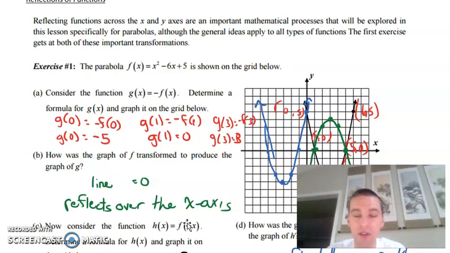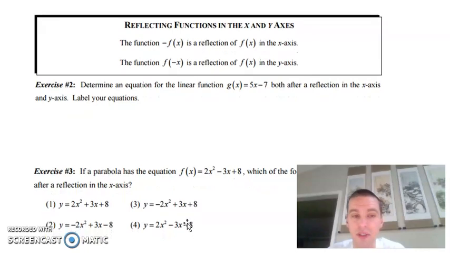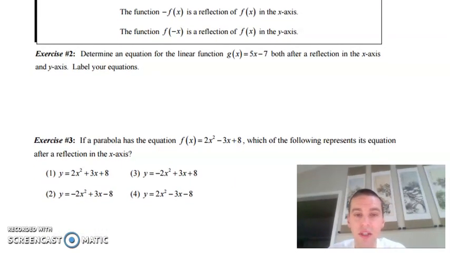So today we talked about transformations that move the function up, down, left, right, and reflect. In class, we will finish up exercises number 2 and 3. So enjoy your day, and I will see you in class.